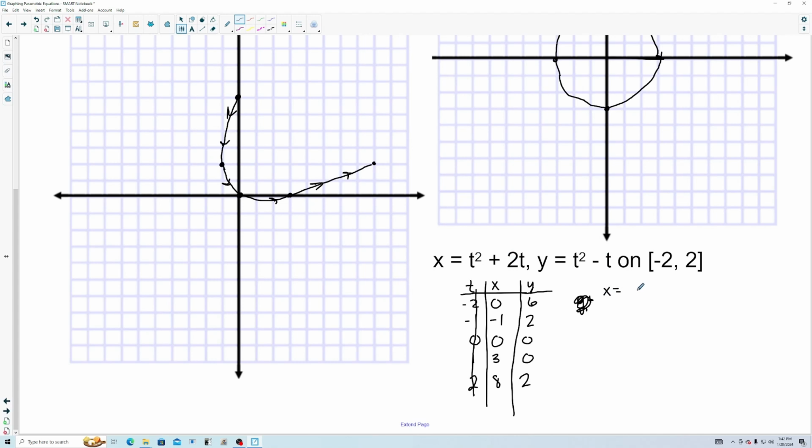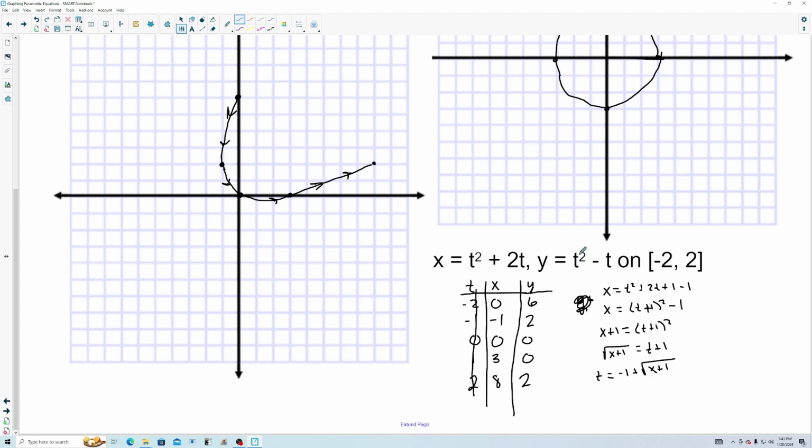So x equals t squared plus 2t plus 1 minus 1. So x is equal to t plus 1 times t plus 1, or t plus 1 squared minus 1. So we have x plus 1 is equal to t plus 1 squared. And then we would have the square root of x plus 1 is equal to t plus 1. And so t is equal to negative 1 plus the square root of x plus 1.